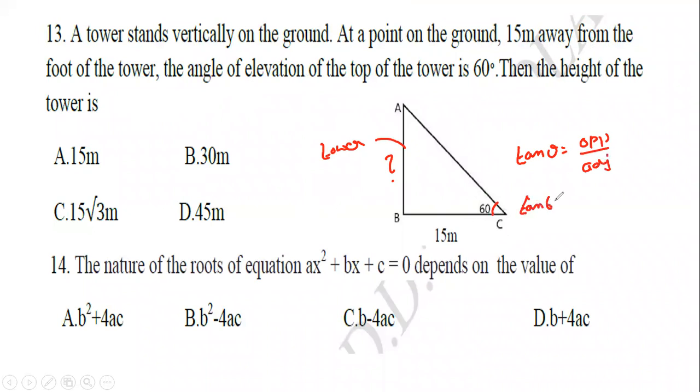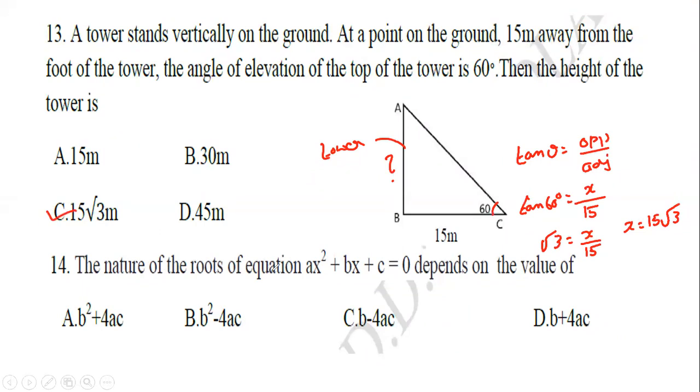So tan 60 degrees is equal to opposite. The opposite is the tower, x value, which you need to find out. And adjacent is 15. So tan 60 degrees is equal to root 3. Root 3 is equal to x by 15. Simplify this one, you will get x equals 15 into root 3. Which option is right? Option C is correct.